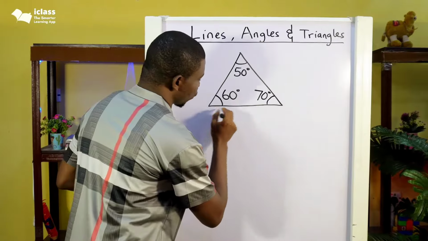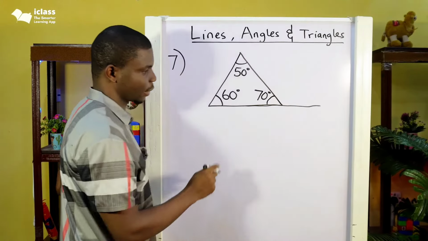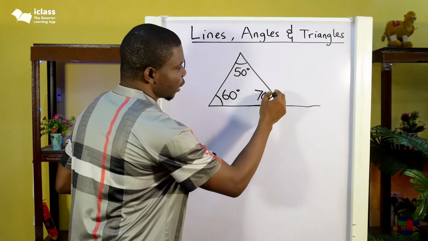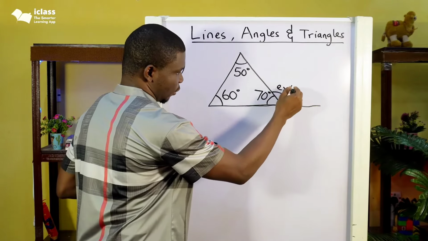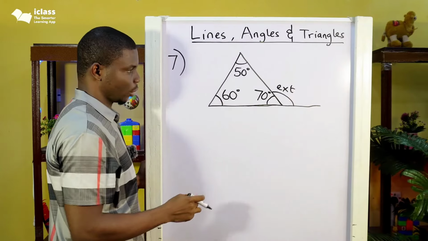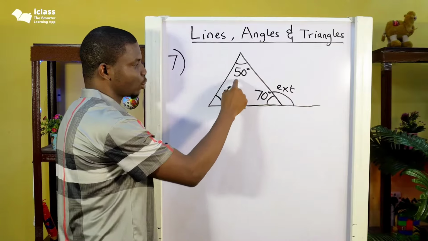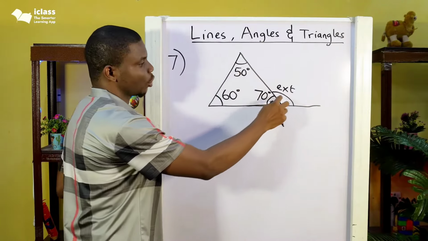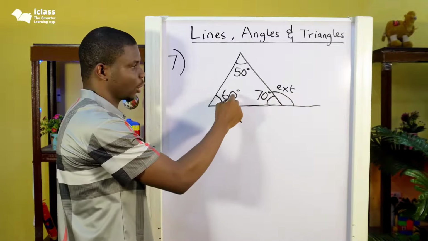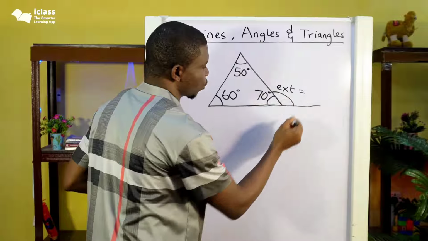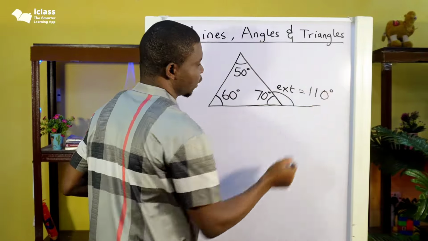Now, if I produce one side of this triangle, I extend one side, it forms what we call external angle. So this is the external angle of this triangle. This external angle is equal to the sum of the two opposite angles. So always, external angle of a triangle is equal to the sum of the two opposite angles. So we can say this is equal to what? 50 plus 60, which is 110 degrees.